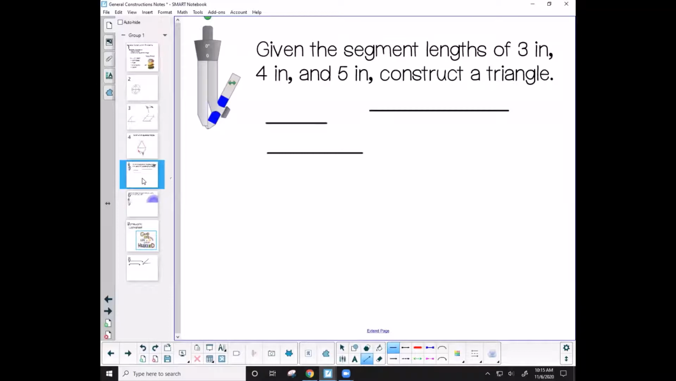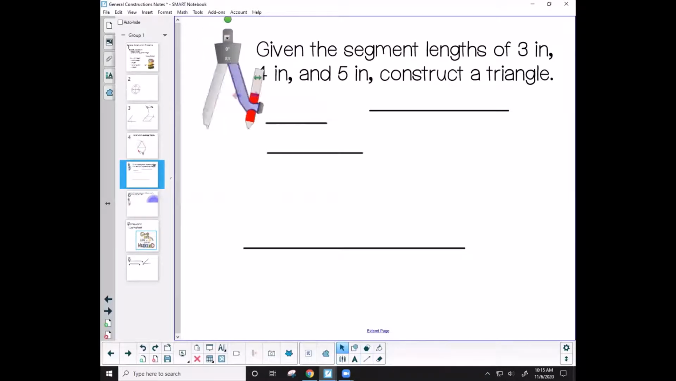I like to copy the longest segment first because that way I know it'll fit better. So I'm going to copy my 5-inch segment. So remember, when you're copying segments, you need to start with a really long segment, longer than what you need. I'm going to take my compass, set it to the length of my 5-inch segment. I'm going to copy that length down below, or wherever your new long segment is.